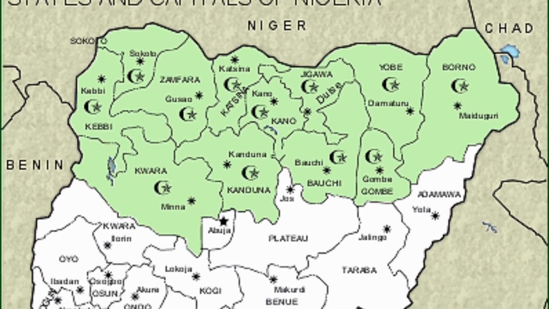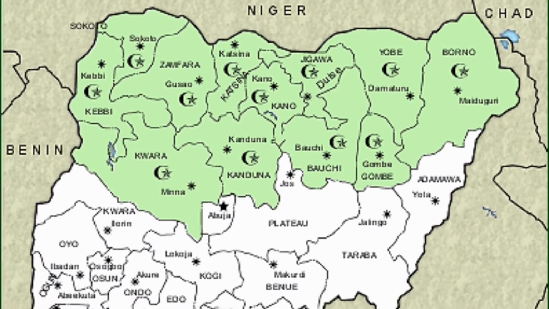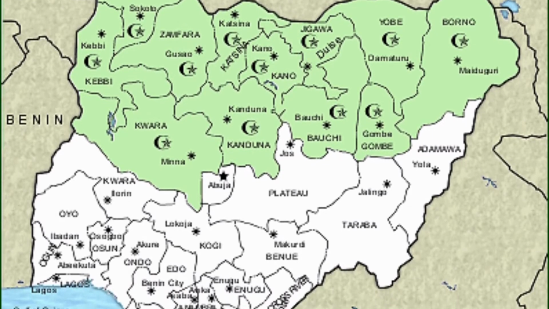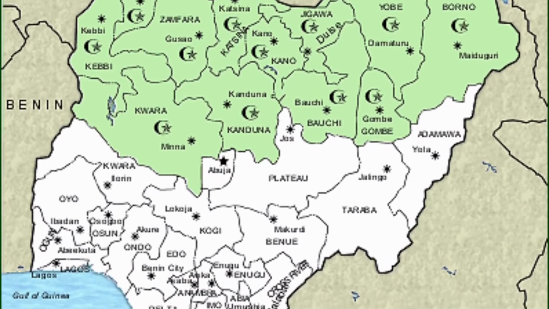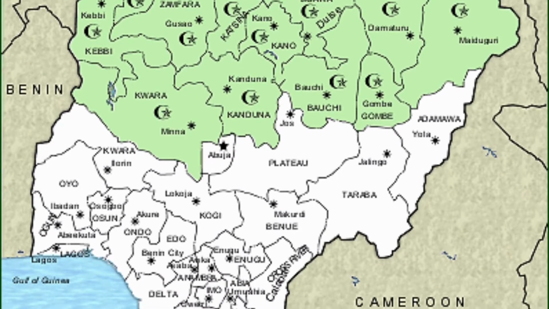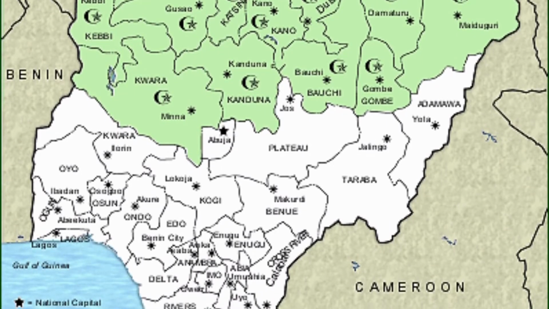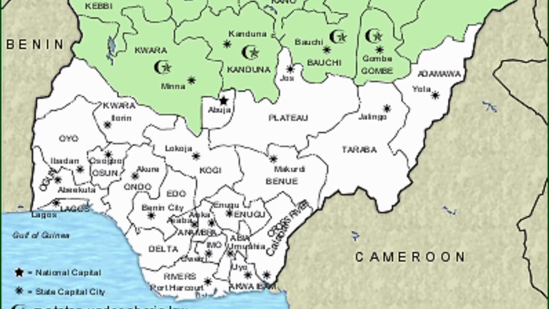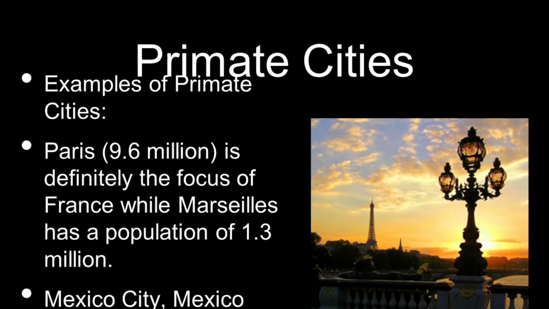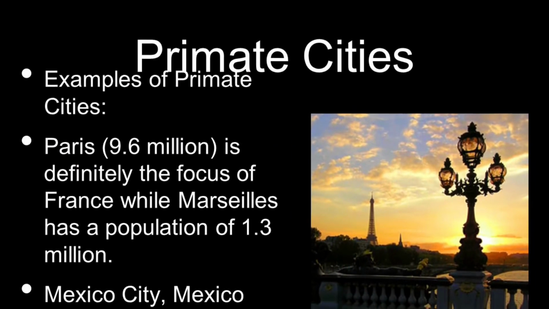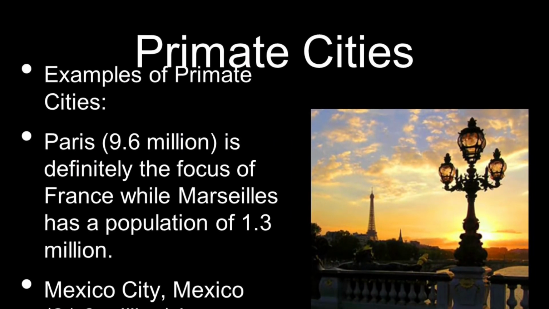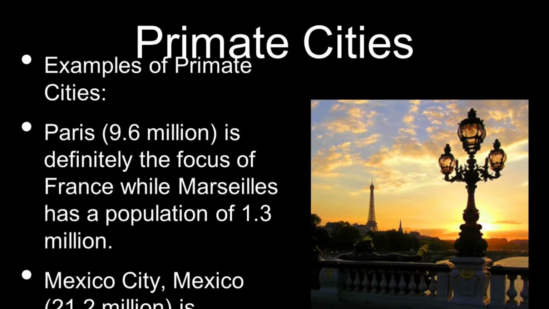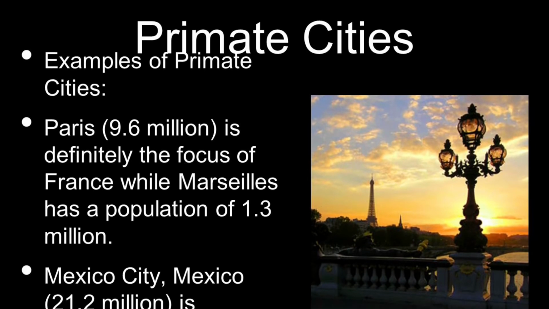And now moving on to capital cities. Not only do capital cities house the government, but they also serve as the economic and cultural center of that state. If no other city comes close to rivaling the capital city in terms of size or influence, the capital city is known as a primate city. Now again, these are predominantly found in Latin America, but they're also found in other parts of the world. Mexico City is a great example of this in Latin America, but then you also have Paris, France, in Europe as an example of a primate city.